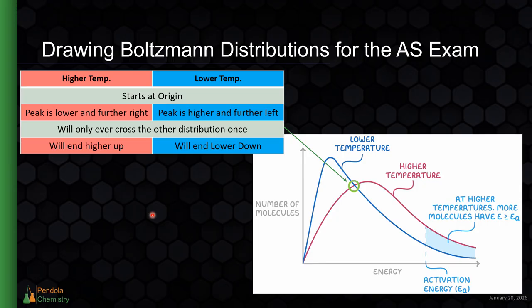Let's talk about how they are different. How do they differentiate between the low temperature and the high temperature? The first part is the peak. So we already discussed how the peak is the average kinetic energy for the distribution. So obviously a higher temperature needs to have that peak be farther to the right than the one for the lower temperature because it has a higher kinetic energy.